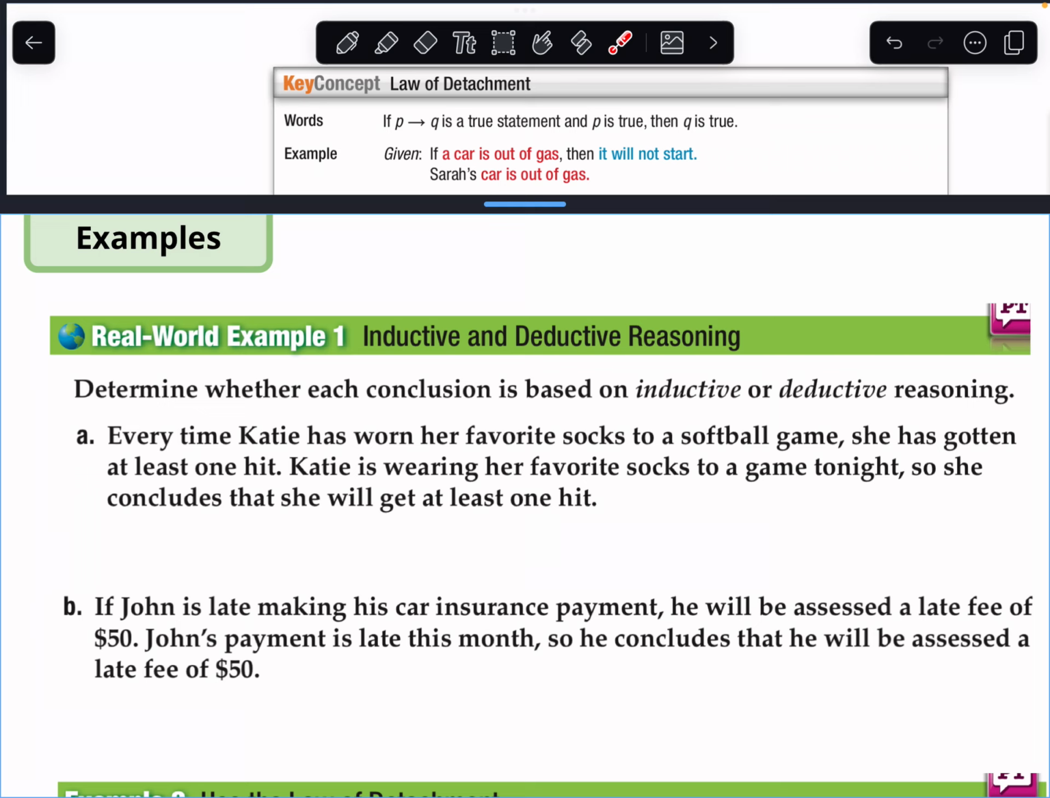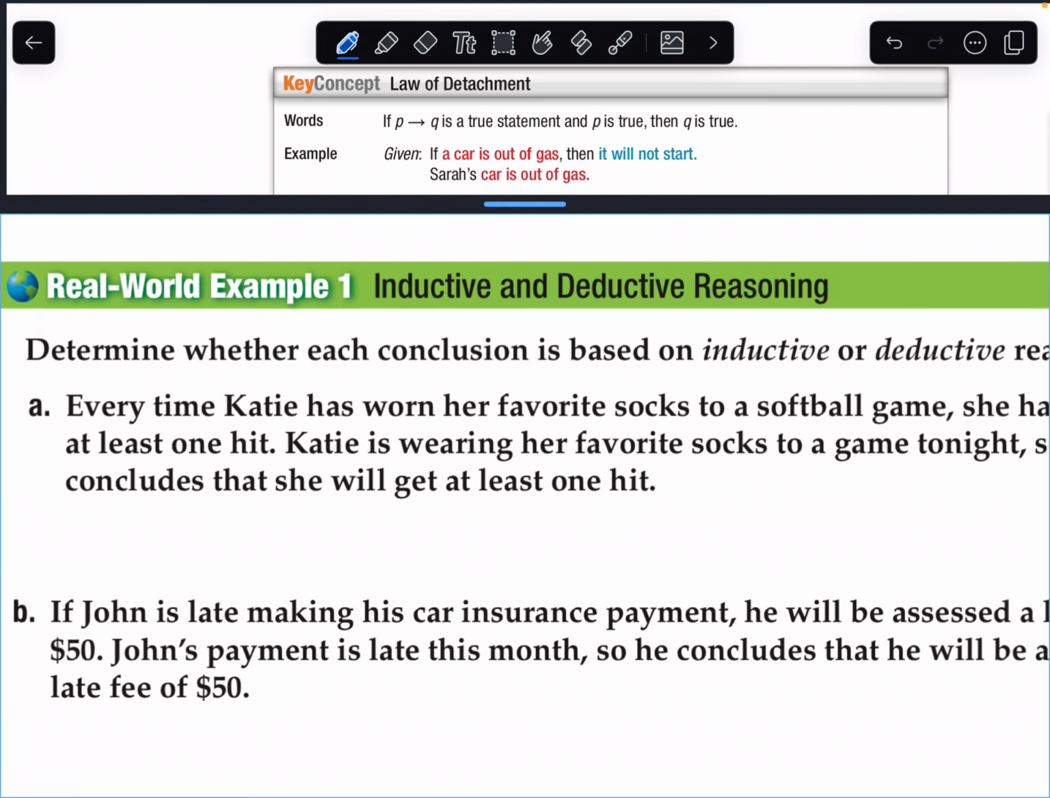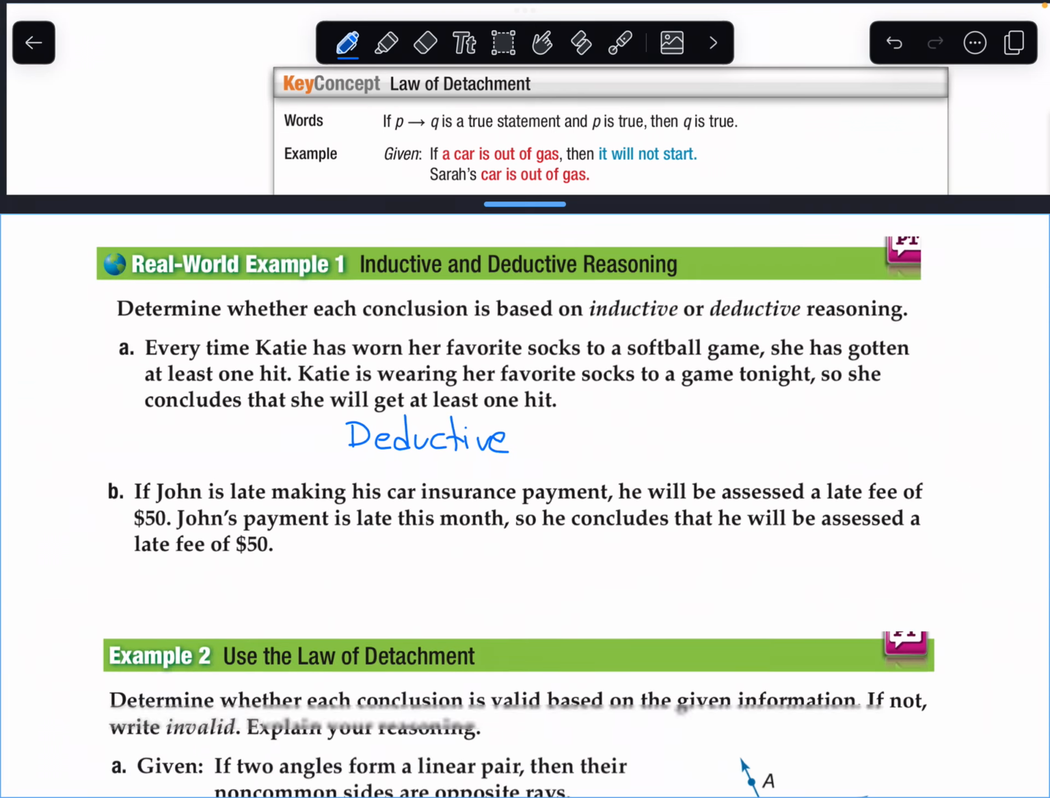You can look at this as a conditional. If Katie wears her favorite socks, then she gets at least one hit. Katie is wearing her favorite socks, therefore she will get at least one hit. That matches one of our deductive reasoning formats, law of detachment. So, for all those reasons above, this is deductive reasoning.